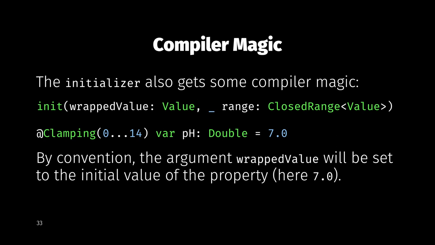As you can see, the initializer also gets some compiler magic, because my initializer had two arguments, but when I used my wrapper, I only provided one. It's because by convention, the wrappedValue argument will be set using the initial value of the property. This way, we can use the assignment that we are very used to when we want to give an initial value to a property. We can use this syntax, and the compiler will retrieve the value and give it to the initializer. This makes it much more seamless and natural to use wrappers.